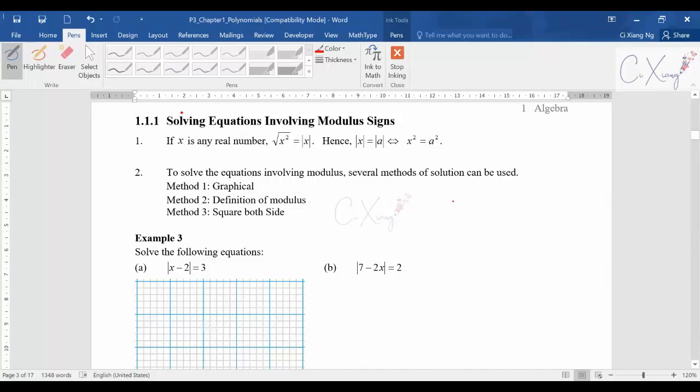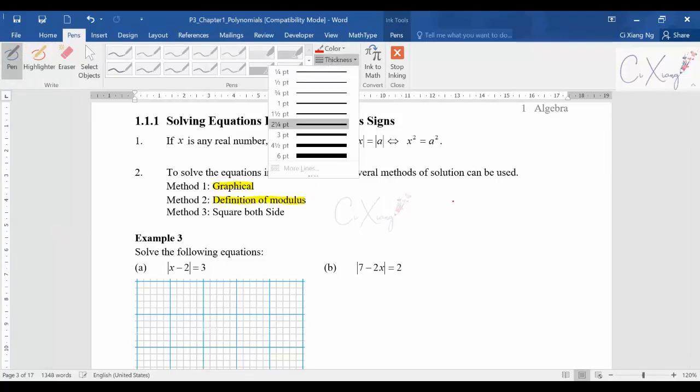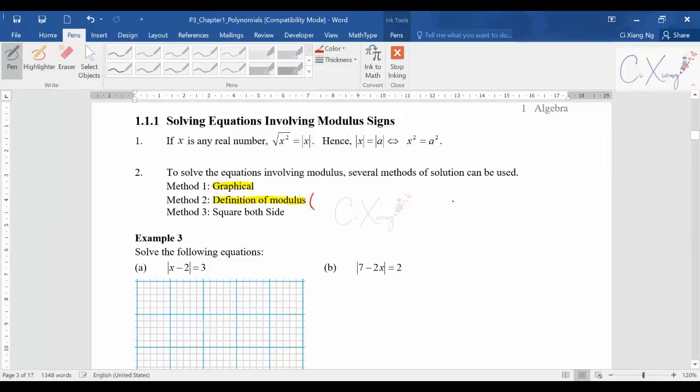To solve an equation with modulus function, there are actually a few different methods that we can use. The first method will be the graphical method. The second method will be the definition of modulus, which we also call the non-modulus form. That means you need to use the non-modulus form formula to solve the equation. The third one will be square both sides. In the exam, you can use any of these methods to get the answer.